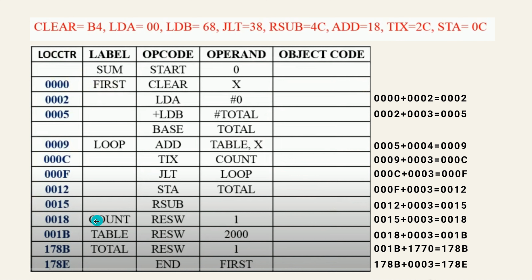And over here, this is a statement that says we are going to reserve one word for this variable. One word is equal to 3 consecutive bytes, correct?